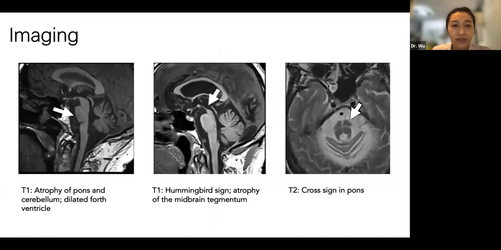And for the diagnosis, here are the imaging features by MRI, and most of them are typical MRI features of MSA. In picture one is the atrophy of the pons and cerebellum. You can see the fourth ventricle is dilated here. And then picture two is the hummingbird sign here. It is caused by the atrophy of the midbrain tegmentum. And picture three is also a typical MRI feature of MSA, the cross sign in the pons here.